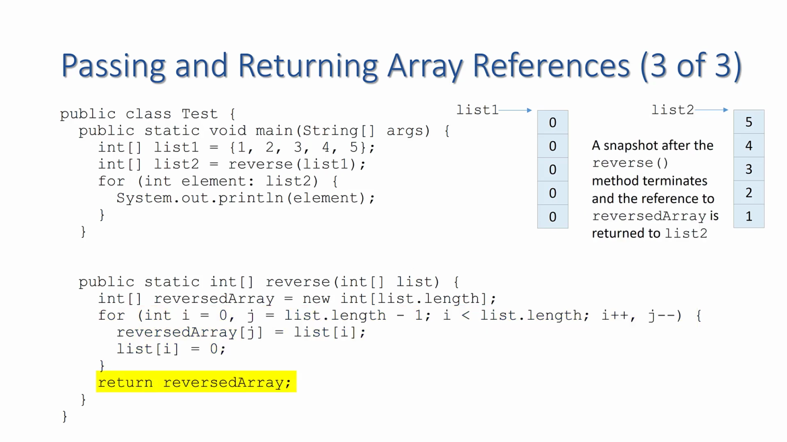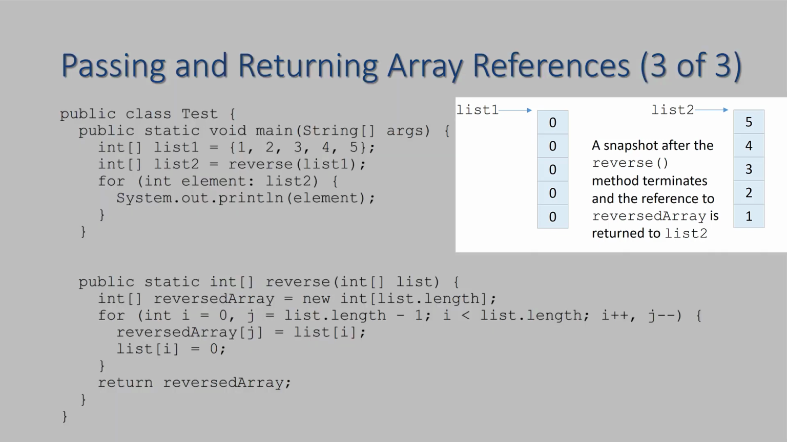When the return reversed array statement executes, the reference to the newly created array is passed back to the calling statement, which assigns the reference to the list2 reference variable. Notice that after reverse executes, the original array, list1, has all zeros in it because it was modified by the reverse method.